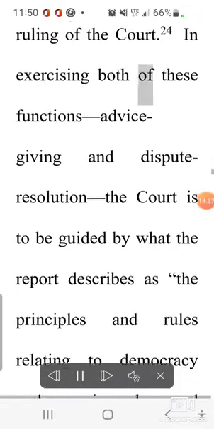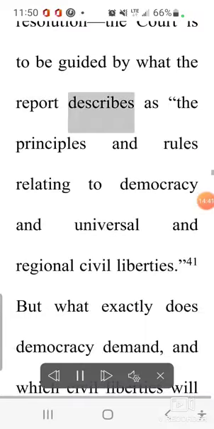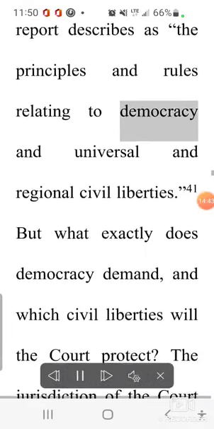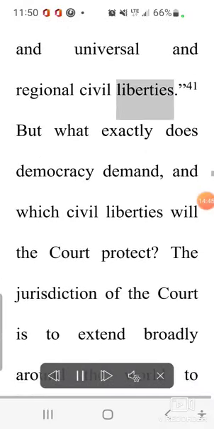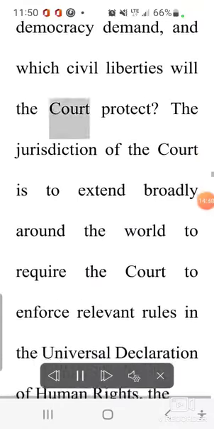In exercising both of these functions, advice-giving and dispute resolution, the court is to be guided by what the report describes as the principles and rules relating to democracy and universal and regional civil liberties. 41. But what exactly does democracy demand, and which civil liberties will the court protect?